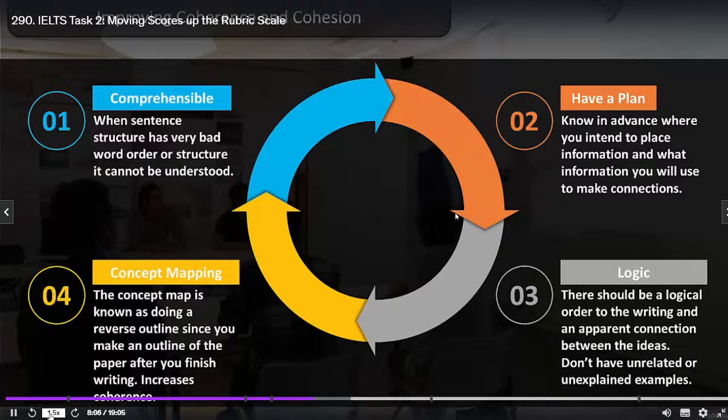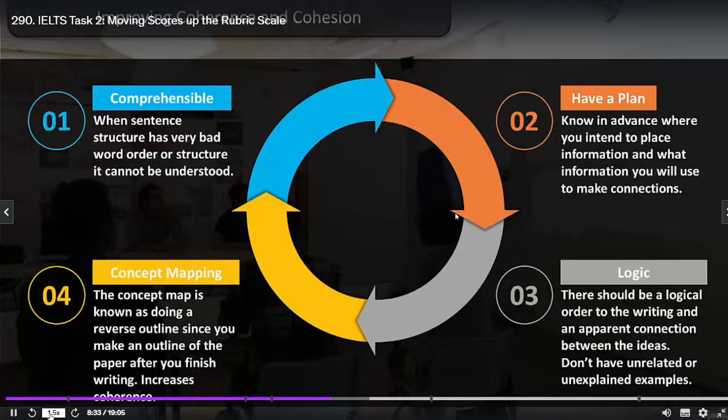Having a plan helps coherence, that deals with outlining. Number 3, logic. There should be a logical order to your writing. There should be an obvious and apparent connection between your ideas. And then another great tool to improve your coherence and cohesion is called concept mapping. Concept mapping deals with doing a reverse outline.